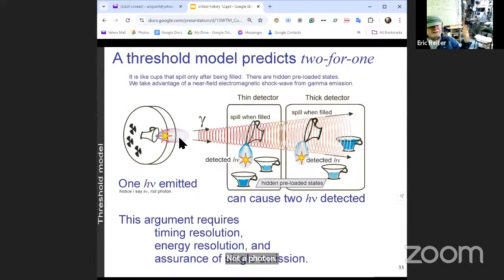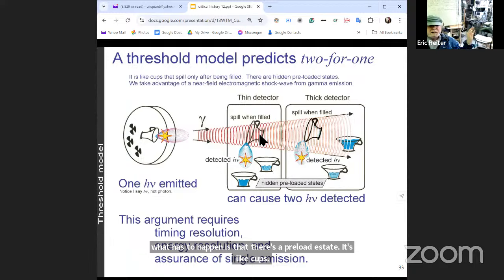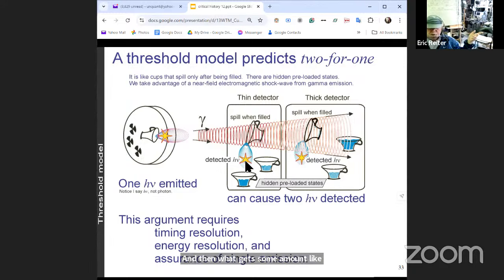It's quantized like in the first instant of emission. I'm saying that an electromagnetic wave will thereafter spread classically. So what has to happen is that there's a preloaded state. It's like cups that are partially filled. And then when it gets some amount, like Millikan's minute addition, all of it can spill over, make a detected h nu, a full h nu.